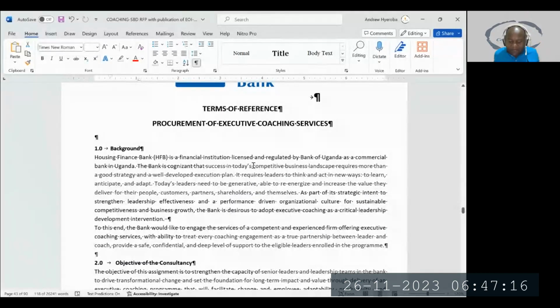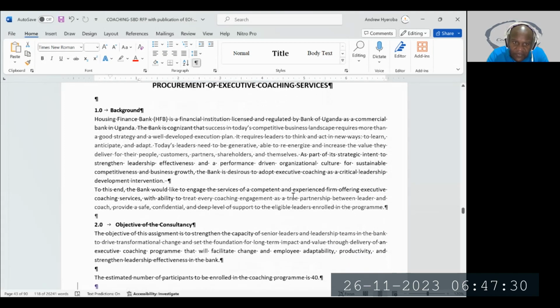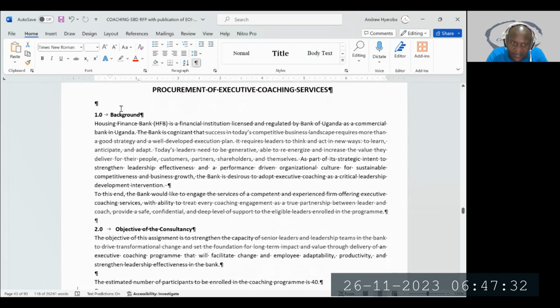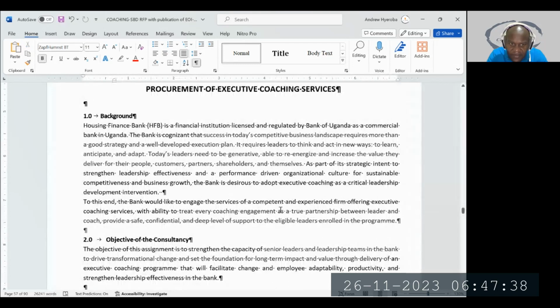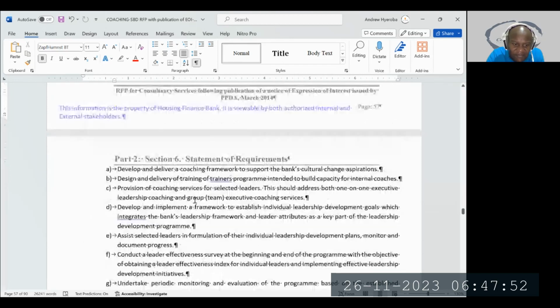So these are the terms of reference. They were in the document that was shared. We've captured so far. We haven't had the proposal securing declaration. I think they left out that letter in this set of bid documents. But there we go. This is what the TORs are telling us. I'll increase the font size, or should I increase the screen size? Housing Finance Bank, HFB, is a financial institution licensed and regulated by BOU as a commercial bank. It is cognizant, blah, blah, blah. Today's leaders. Okay, let me just read through it painstakingly.